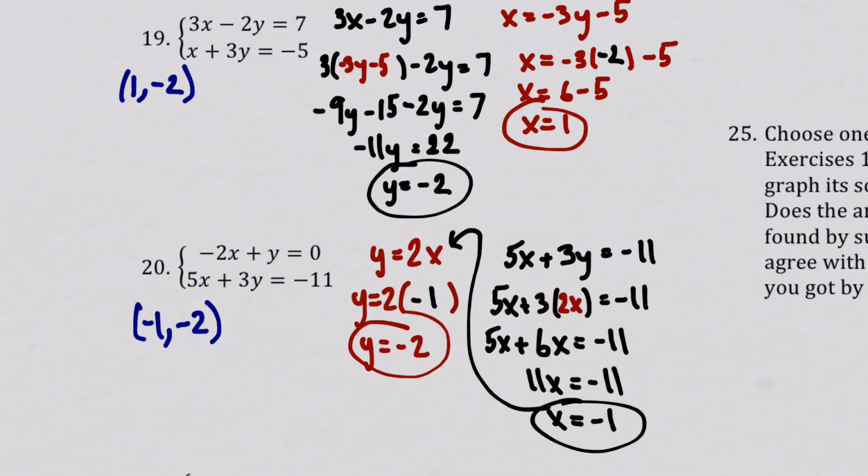But the basic idea is that I took the second equation in number 19, solved for x, so I got this, substituted that into the other equation. Eventually, I got y equals negative 2. Took that y equals negative 2, plugged it in over here, and I got x equals 1. In the second system, I took the first equation and solved for y. So I got y equals 2x. Took that 2x and I substituted it in right here for y in the second equation. Okay, solved all the way down to get x equals negative 1. Took that x equals negative 1, went back and plugged it in to get y equals negative 2.